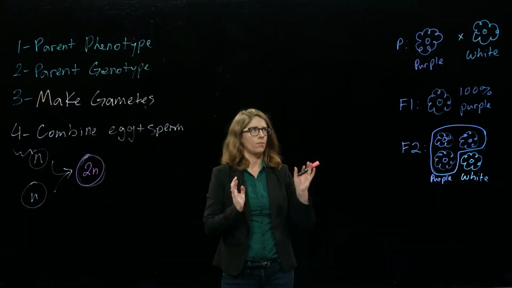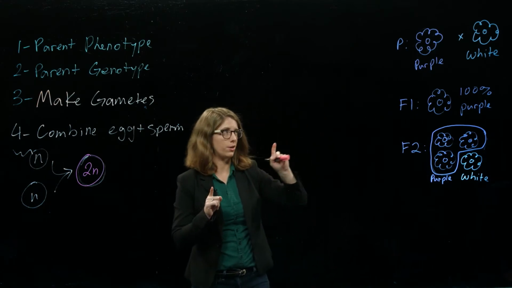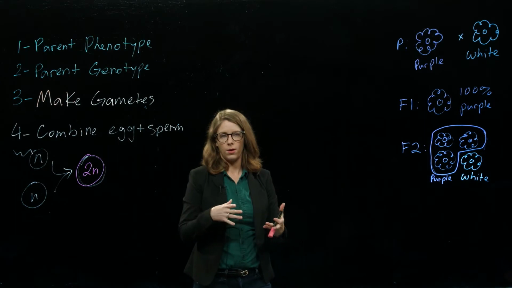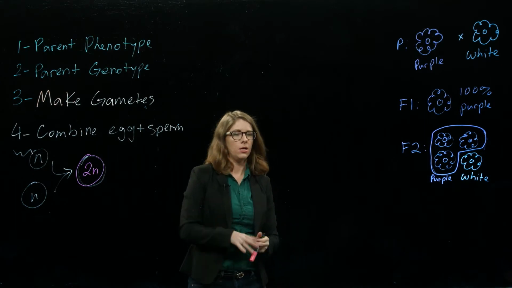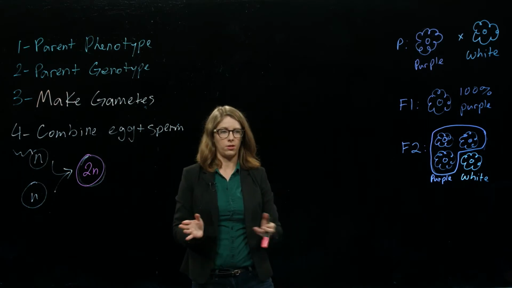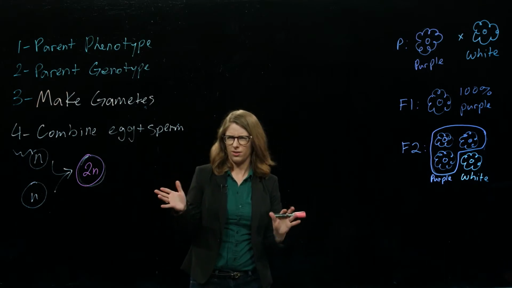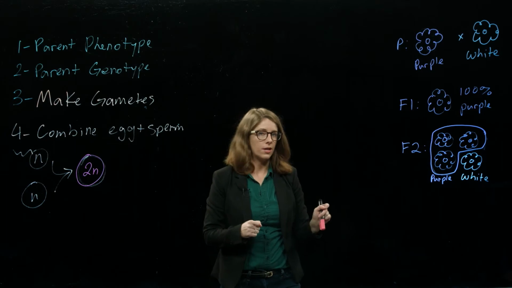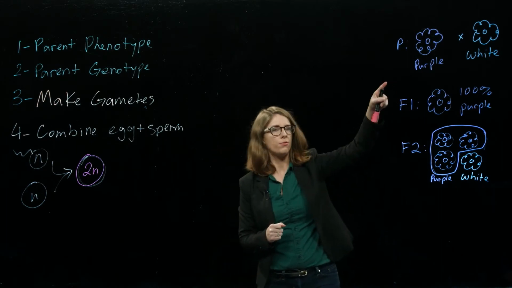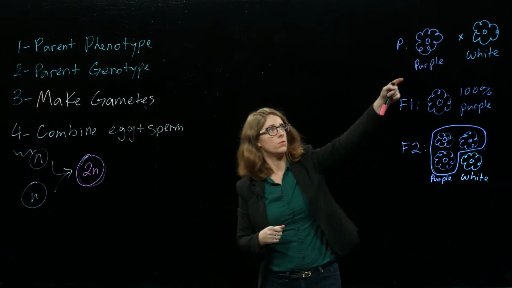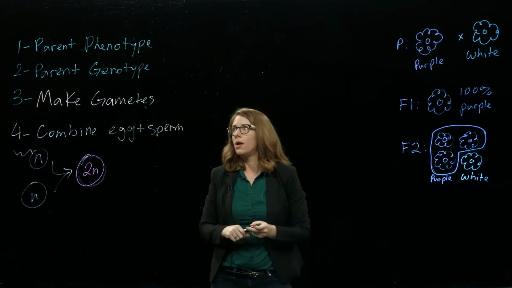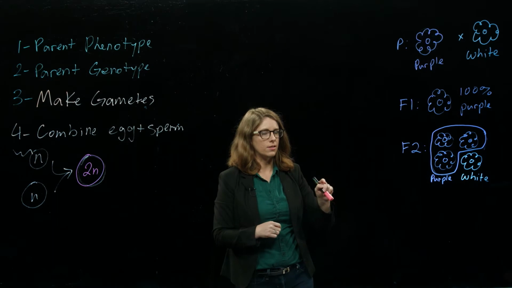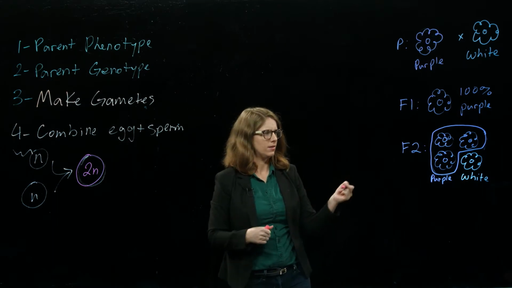What we had here, I told you that they were true breeding purple and true breeding white. We know that means they're homozygous, because if there was another different allele in there, it would have shown up somewhere along the family tree. So we know those parents are homozygous. The purple flowered one, that's its phenotype. Its genotype is homozygous dominant, because purple is the dominant allele.